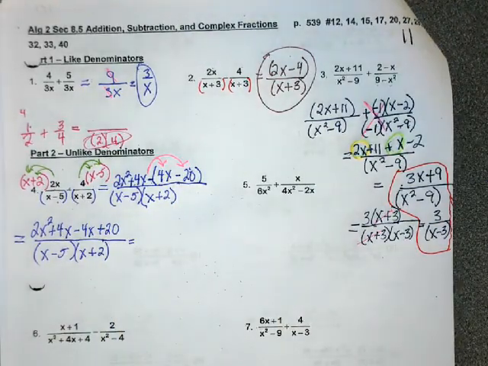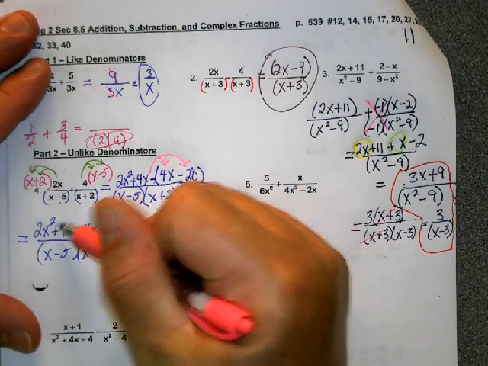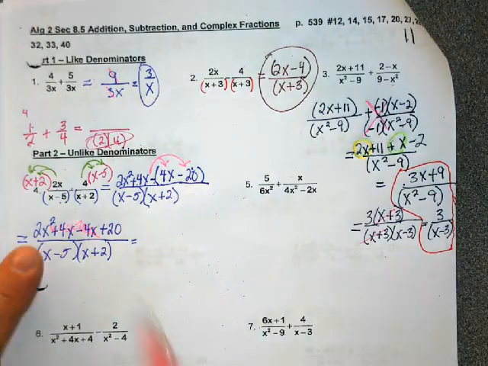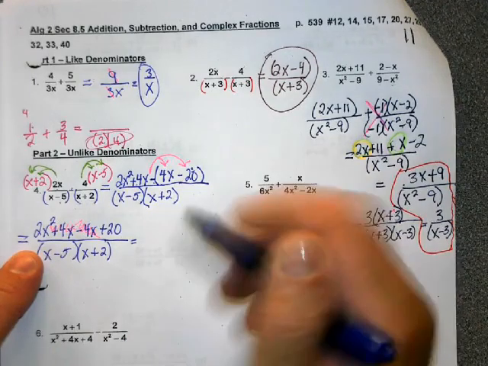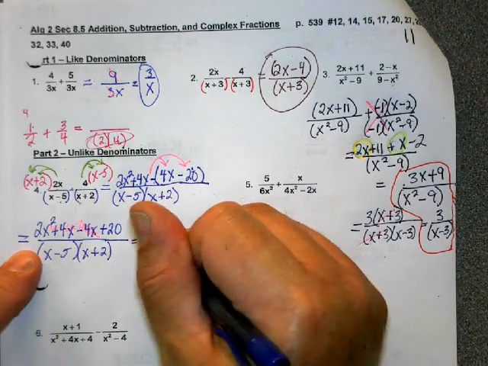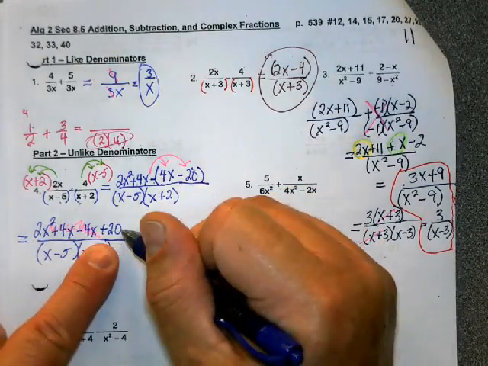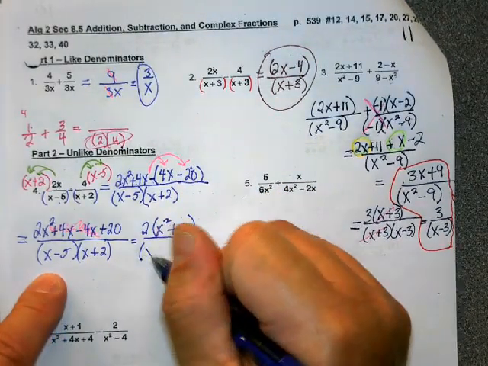Okay, now I'm going to combine like terms. And actually, in my numerator, this positive 4x and negative 4x cancels out. So I end up with 2x squared plus 20, and I can factor out a 2, right? So I'm going to do a couple of steps here at once. I'm going to factor out that 2. Gives me x squared plus 10, all over x minus 5, x plus 2.